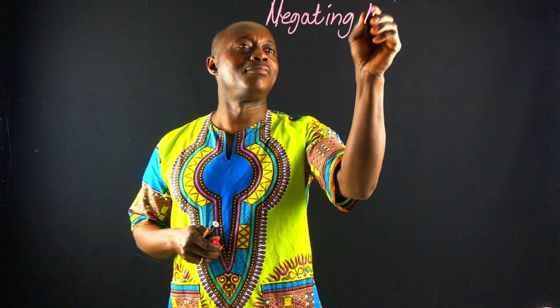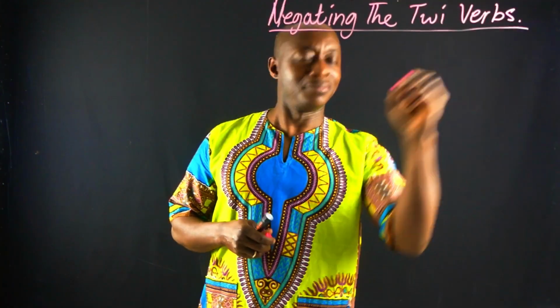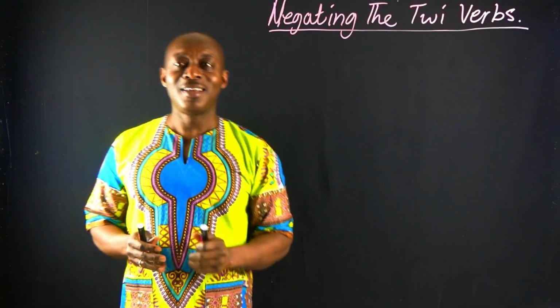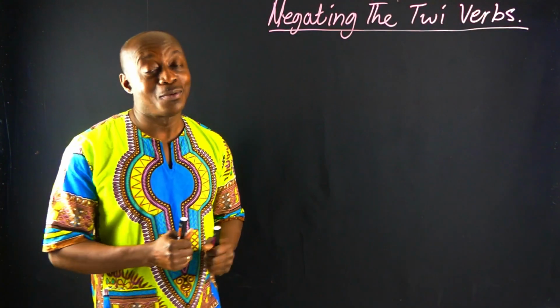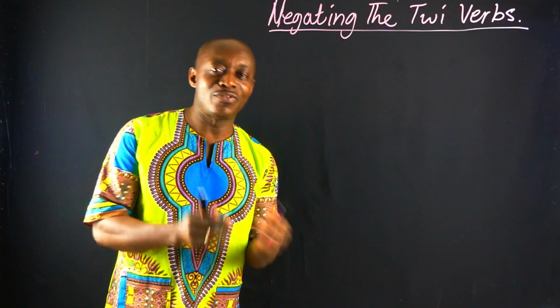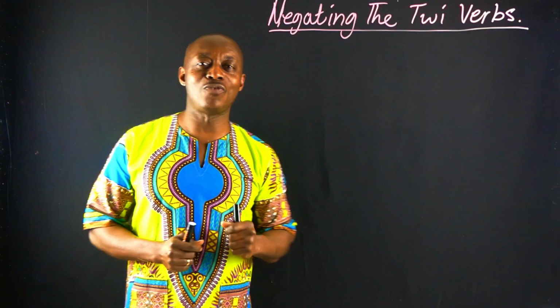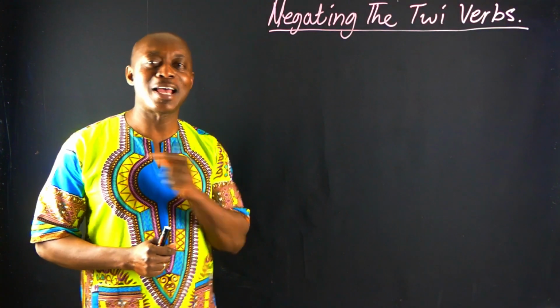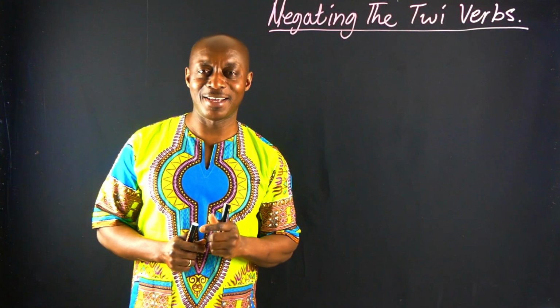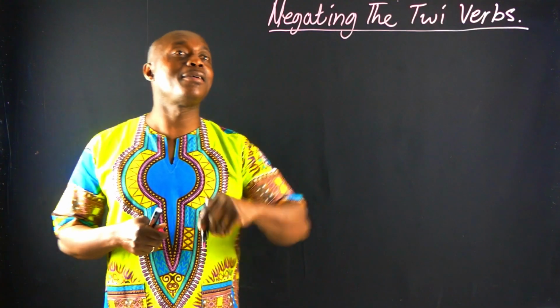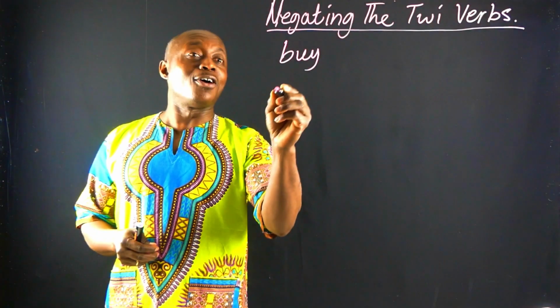Today, by popular request, we are going to treat how to negate the Twi verbs. Somebody may ask, what do you mean by negative verbs or positive verbs? Let's take these two verbs in English and then explain what I'm trying to say. In English, we can say buy or take.